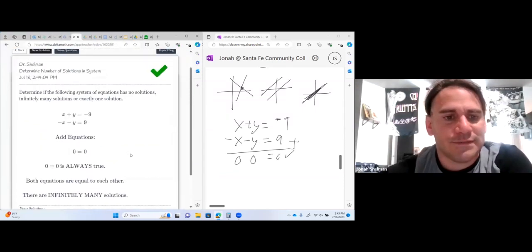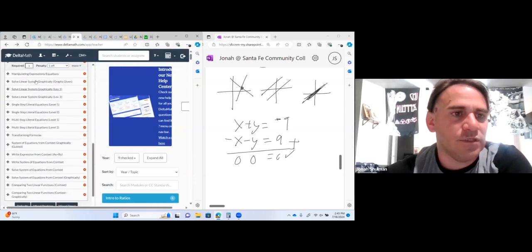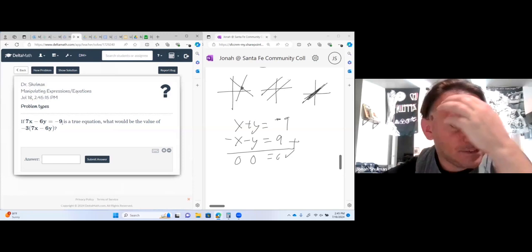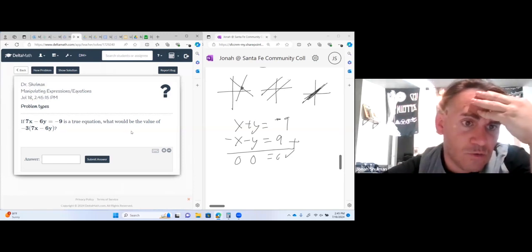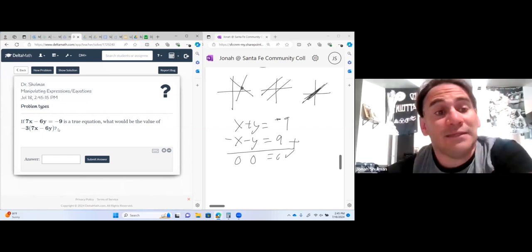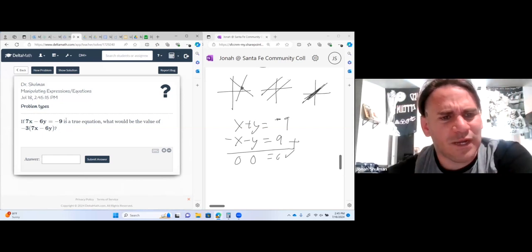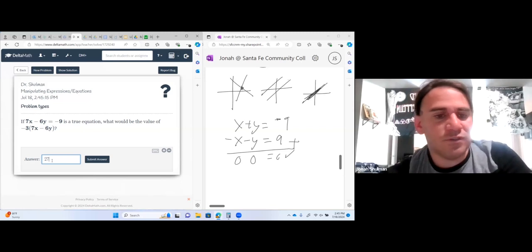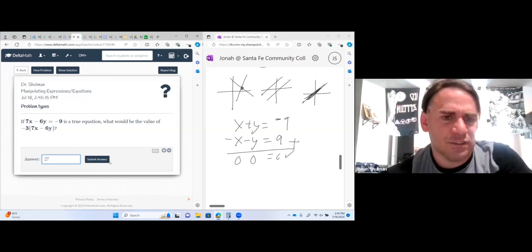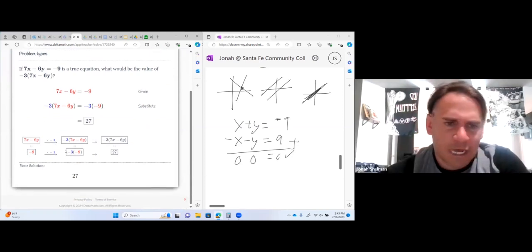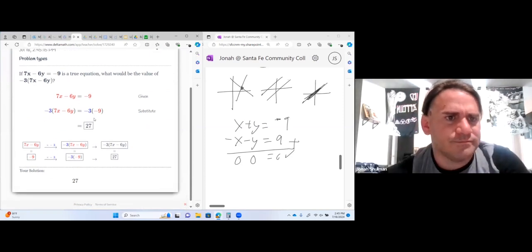Do a couple of these. Get the hang of it. It'll be good. All right. If 7x minus 6y equals -9 is true, what would be the value if we multiply this by -3? So this is like dilating. If I multiply these two by -3, I have to do it to the other side. So a -3 times a -9 is a positive 27. It just means if you do something to one side of the equation, you have to do it to the other. That's all this means. We got the same value.